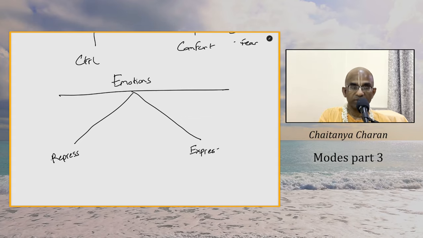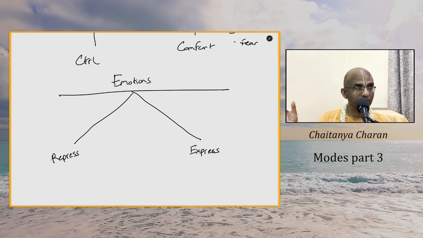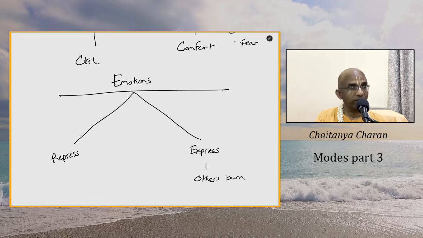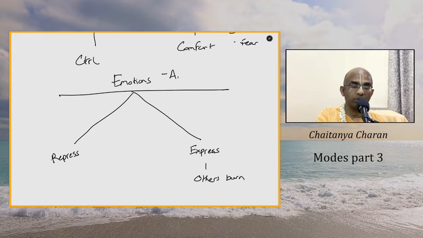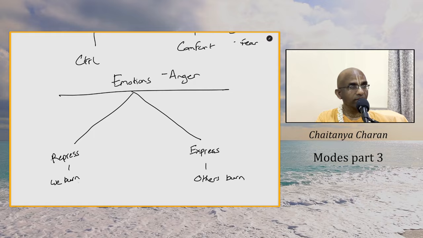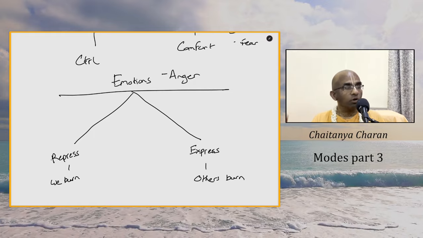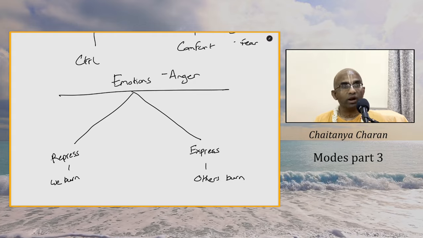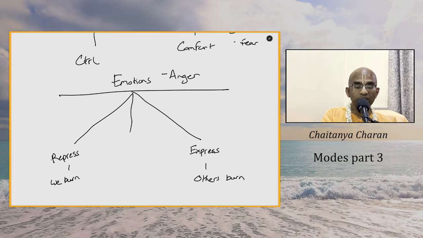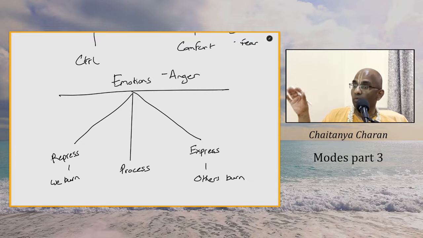The other is express. Whatever happens, every small thing, I just yell at the other person. Now, if we express, others burn. We can't do that all the time. Let's consider the emotion of anger primarily. But if we repress, what is going to happen? We burn inside. And eventually that person is going to do some small thing and then we explode, not because of the small thing, but because of the 1,177 things that we tolerated or repressed in the past. So in between is process. We don't repress, we don't express, we process.